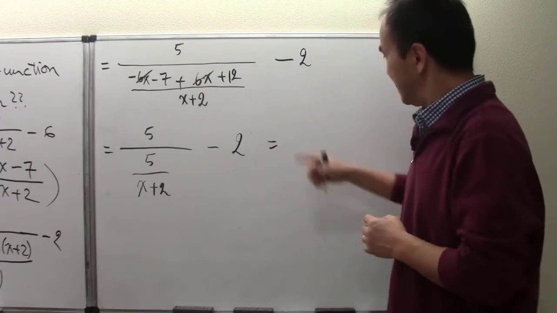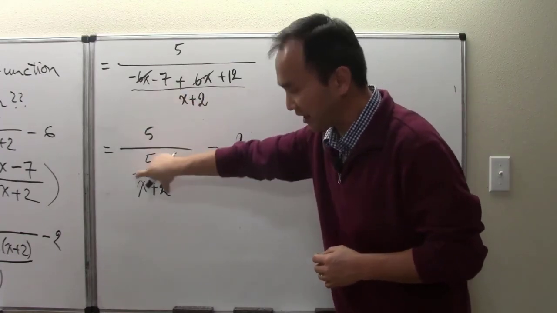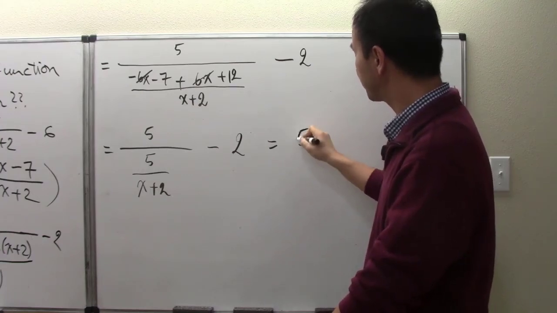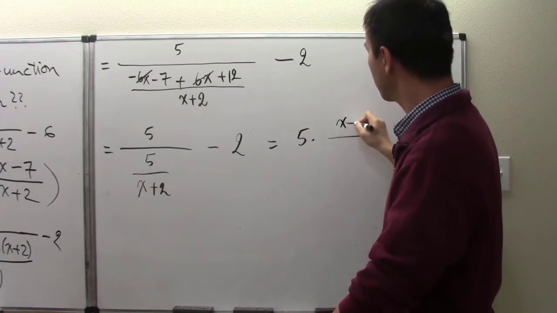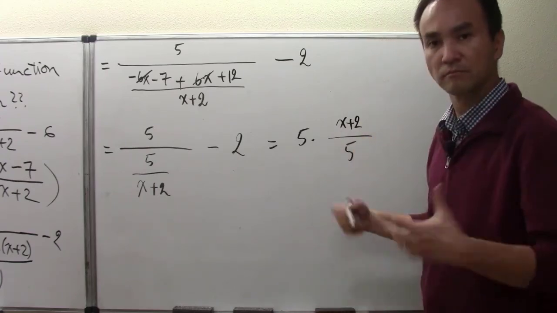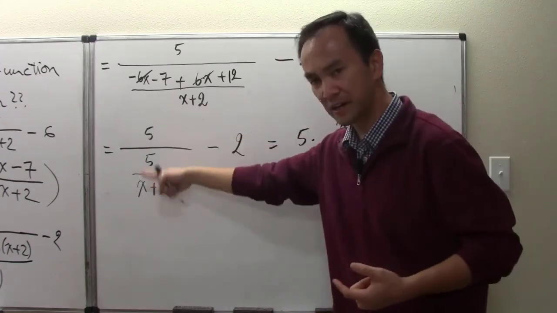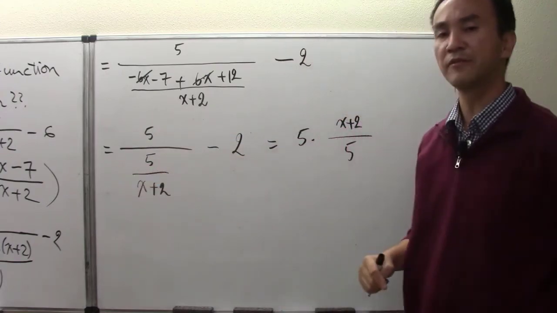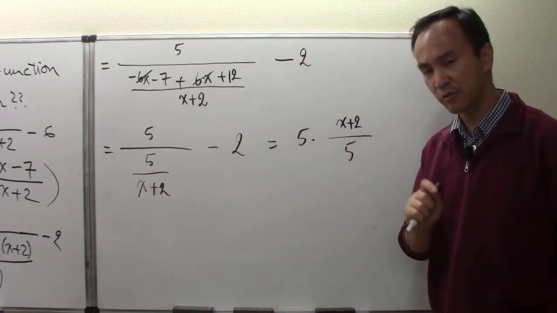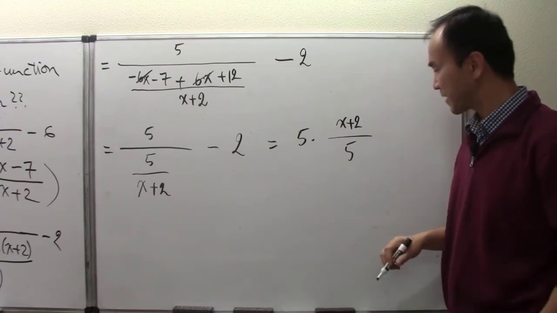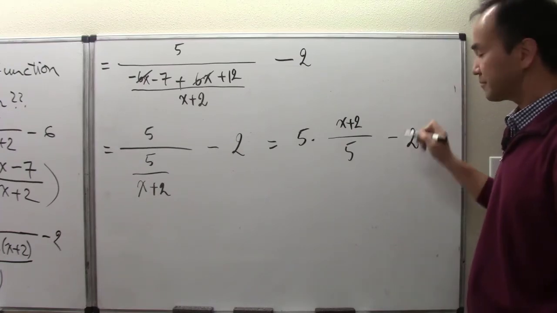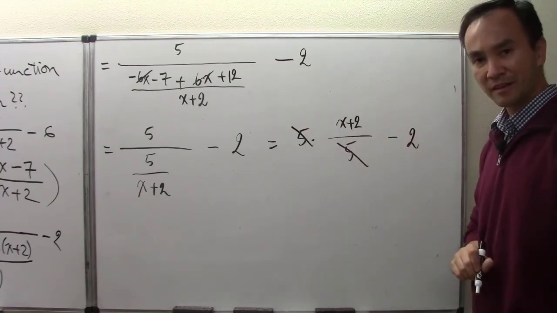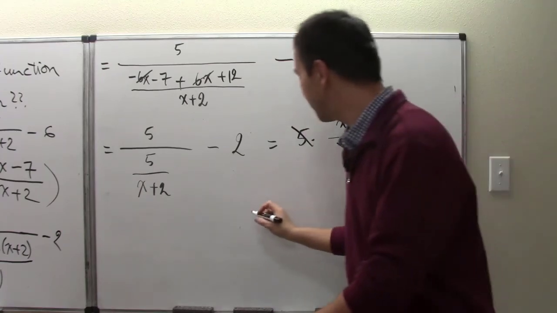Okay, so now 5 divided by a fraction. In my next step, I'm looking at 5 times that fraction, x plus 2 over 5. A value divided by a fraction, we multiply that value by the reciprocal. Again, it's a skill from the previous course that you should have learned already by now. And then minus 2. Okay, and so now I'm going to cancel that 5.